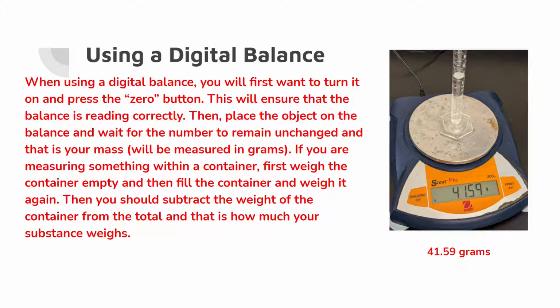On the right, you see an image of a balance with the graduated cylinder on top of it. After the steps have been followed for the balance, you can find that the graduated cylinder with the water in it had a mass of 41.59 grams. This is how you mass something.